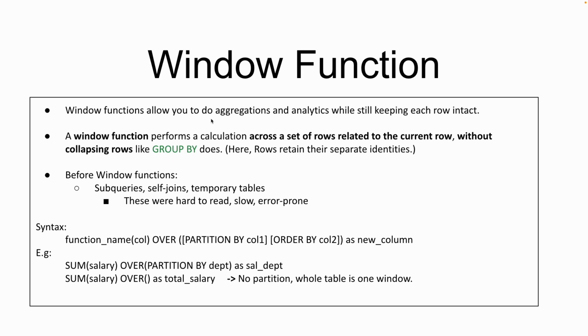A window function allows you to do aggregation and analytics while still keeping each row intact. So using a window function you are doing aggregations as well, and still each of your rows is intact. You're not collapsing your rows. Aggregation like sum, average, min. A window function performs a calculation across a set of rows related to the current row without collapsing rows like group by. Here rows retain their separate identities.